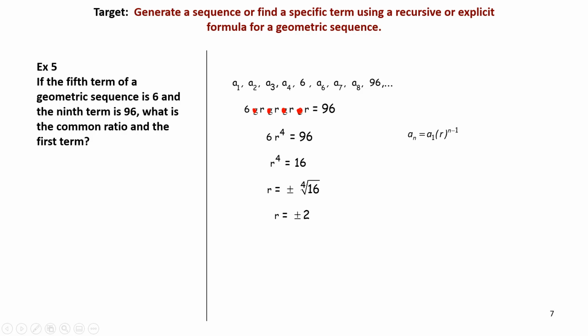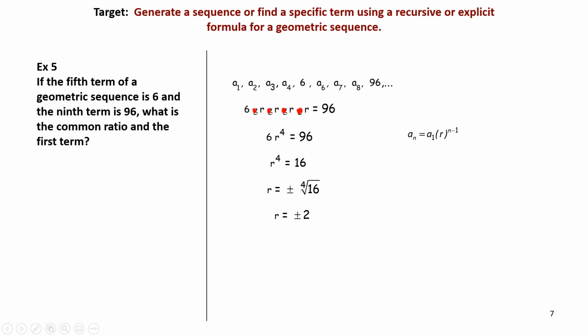All right, what is the common ratio? Oh, and the first term, right? So the common ratio is plus minus 2. They want to know the first term. The first term can be found always going back to your explicit formula. Don't use the recursive for much of anything. The explicit formula is going to be the one you want 99% of the time.